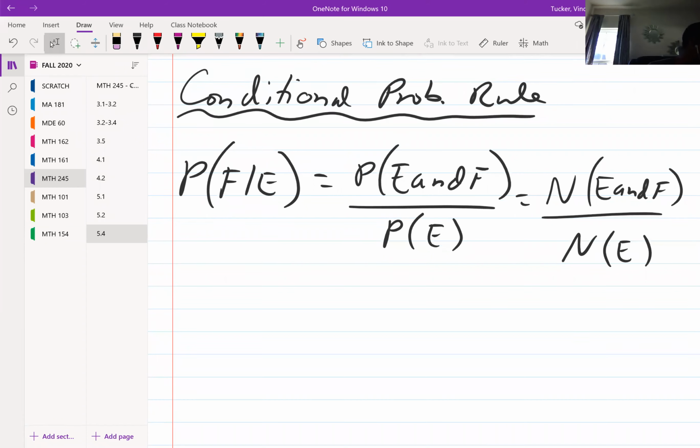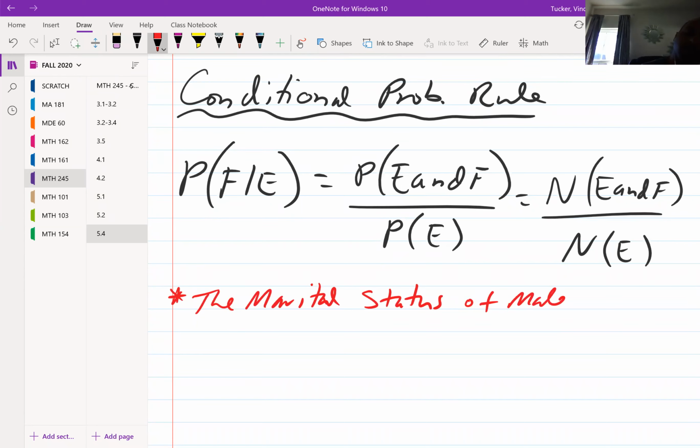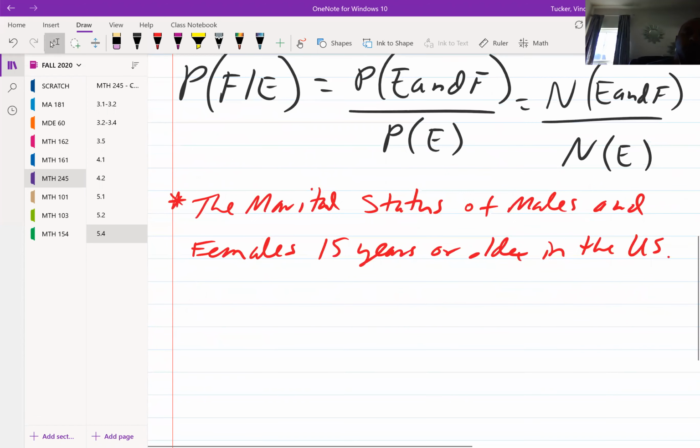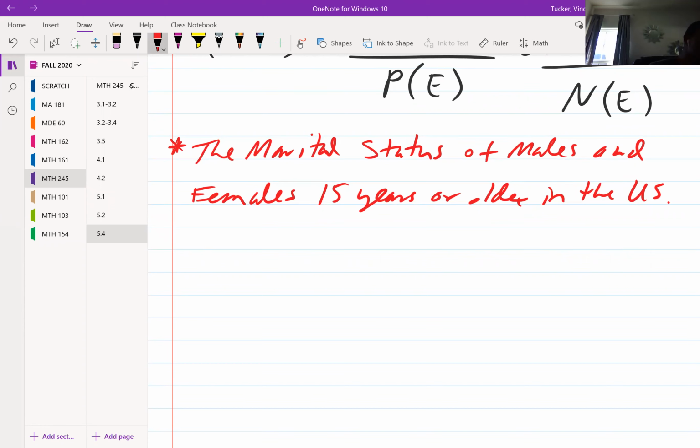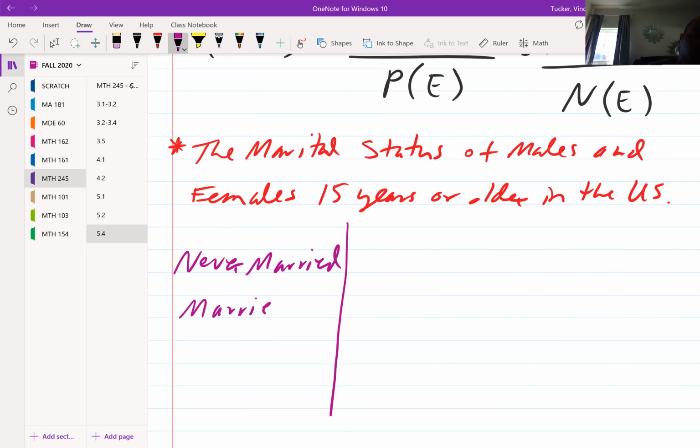All right, so looking at this table, I hope all of them 15 years old ain't never been married.